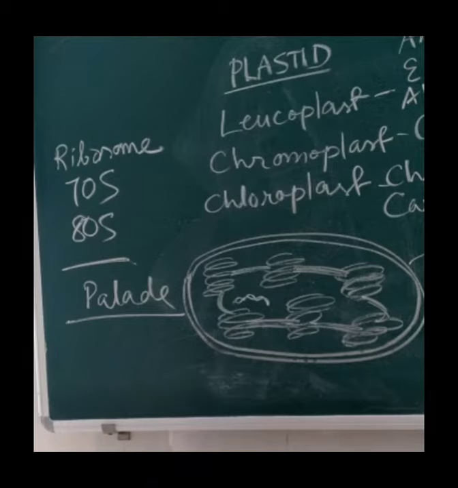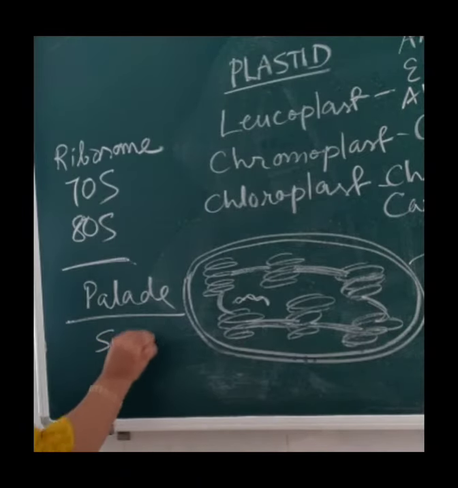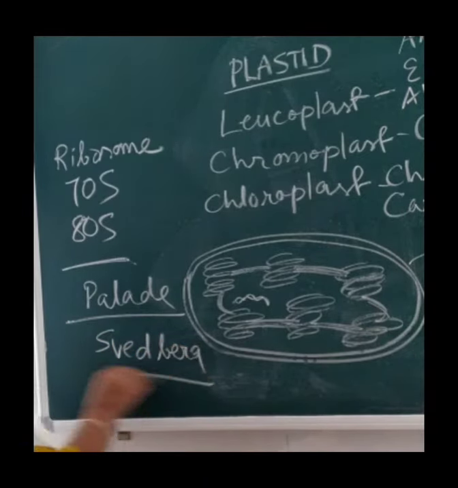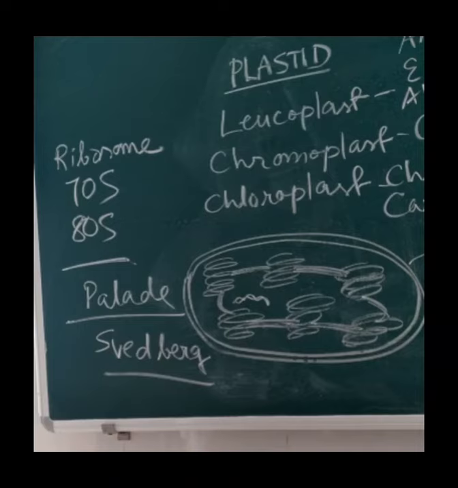S means Svedberg unit. Ribosomes are mainly composed of ribonucleoproteins, that is RNA plus protein. These are the protein factories found in the endoplasmic reticulum, particularly the RER.